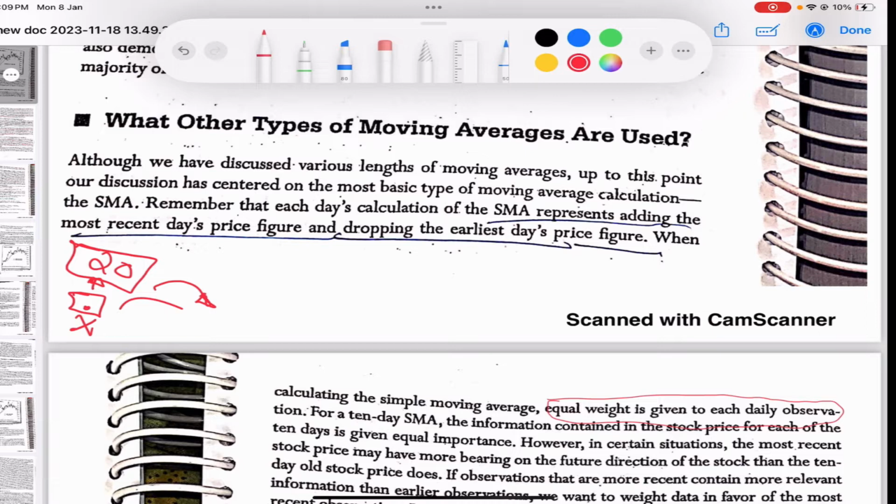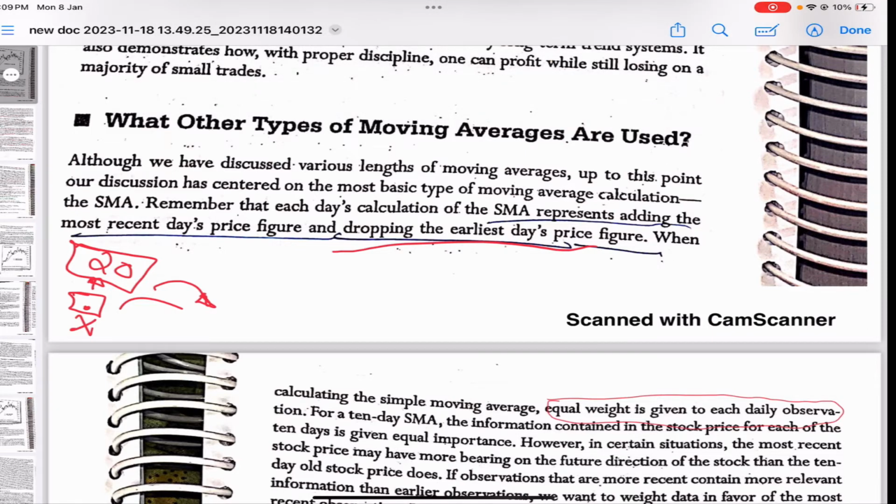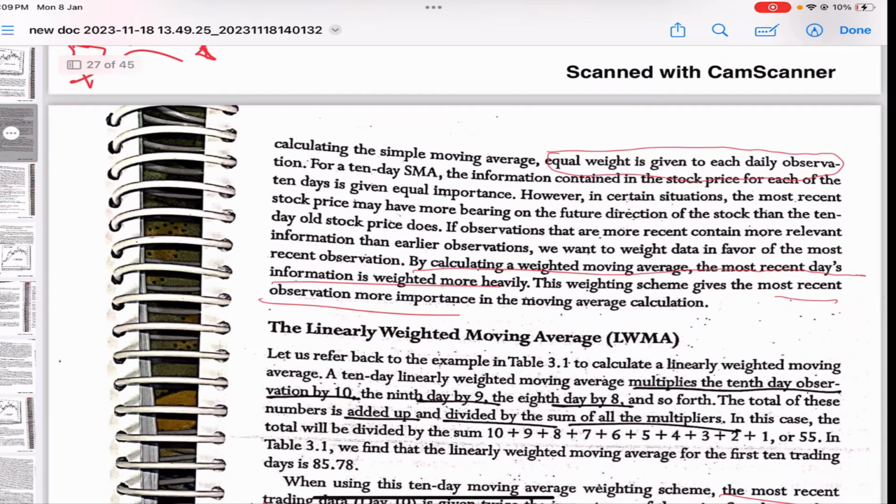So this drop off effect of the initial day has been causing a problem. This dropping of the earliest price figure is basically not giving us efficient results. So here the problem is that equal weight is given to each of the days. So all the 20 days if I'm using a 20 moving average, all the 60 days if I'm using a 60 moving average, all of them have the same particular weightage. Now this is a little bit problematic.